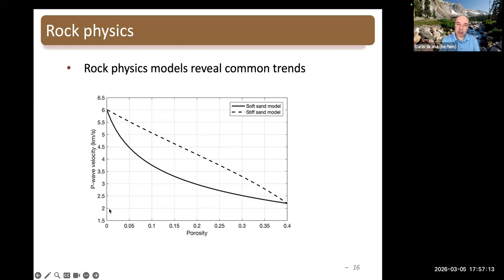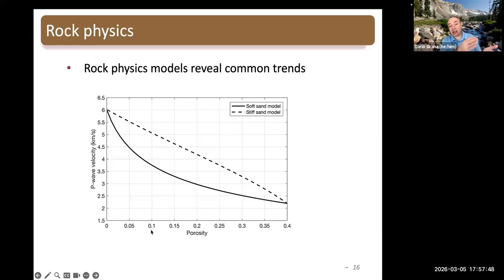On the y-axis, the P-wave velocity. So if porosity goes up, then the P-wave velocity typically goes down. These are two different granular media models. The solid line is for rocks that are unconsolidated, almost similar to the sand that you find at the beach, where you don't really have a coherent structure, like the grains are kind of loose. And then the dashed line is for stiffer rocks that are more compacted. So they generally show higher velocities because of the higher stiffness.